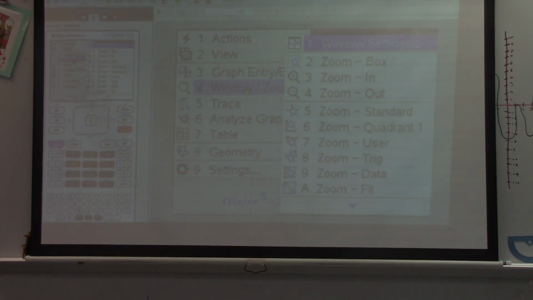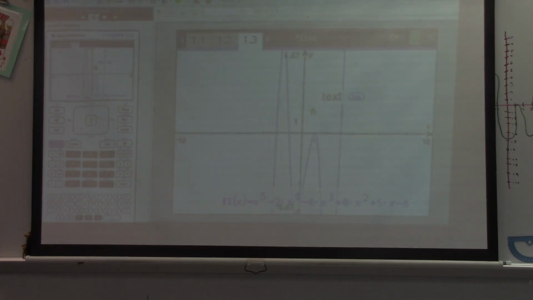Look, do we all have our equation in? Thank you, Miles, for moving forward a little bit. Do we all have our equation typed in? All right. So here's what I first need y'all to do: I want y'all to go to Zoom Standard, okay? So it's going to look like this.